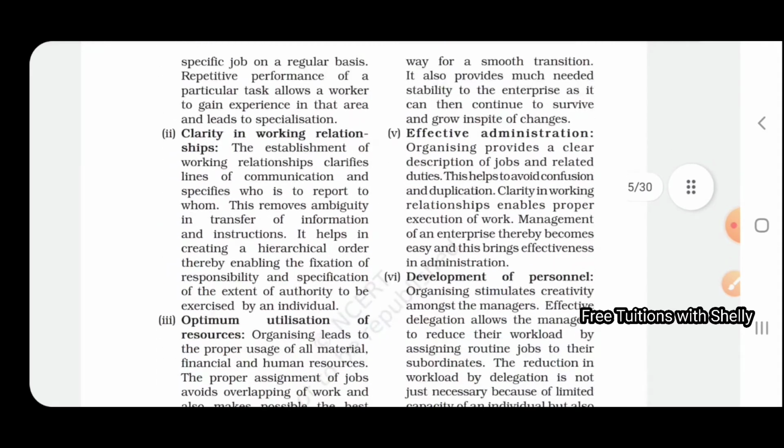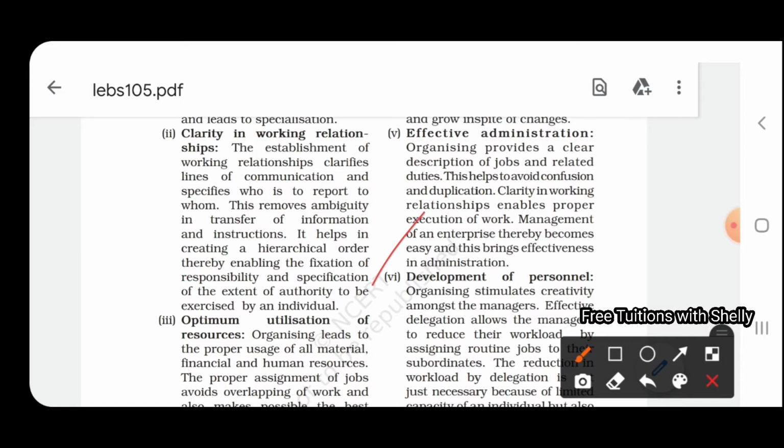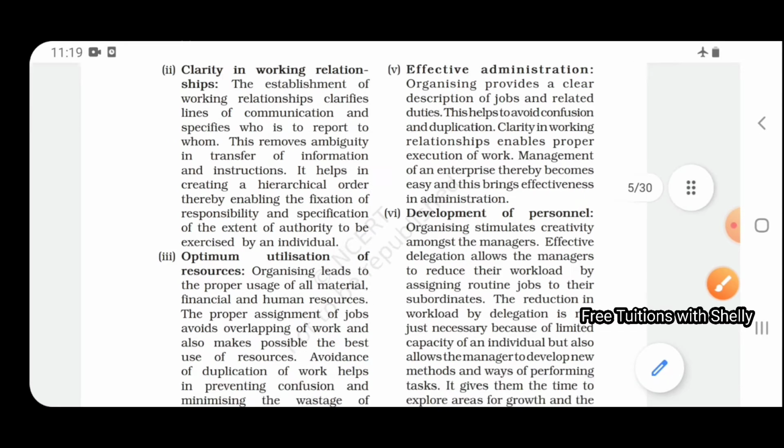Next is effective administration. Organizing helps for an effective administration. You can look after the work taking place in the organization very effectively. Clarity can be brought. This brings effectiveness in administration. Next is development of personnel. While organizing, you will be specialized in those departments in which you are working, so that will lead to development of the individual as well. The workload is reduced, so he can concentrate on the work of the departments allocated to him, and this will lead to development of the organization as well as development of the individual.